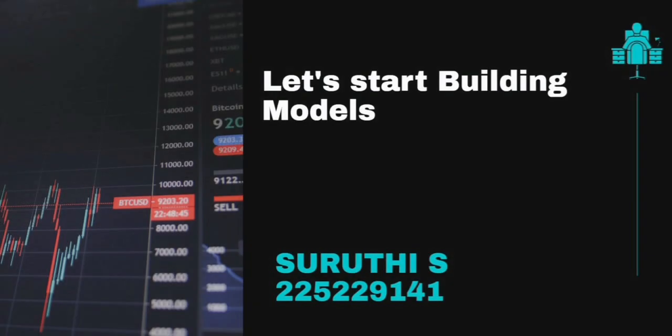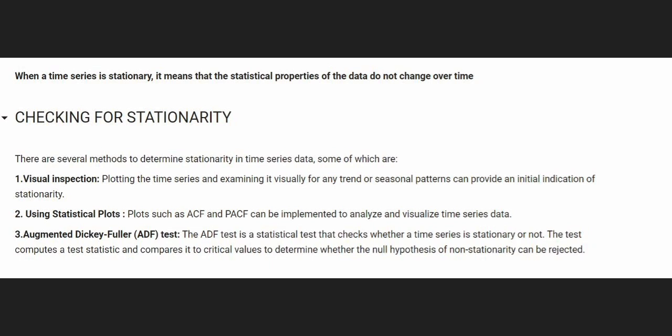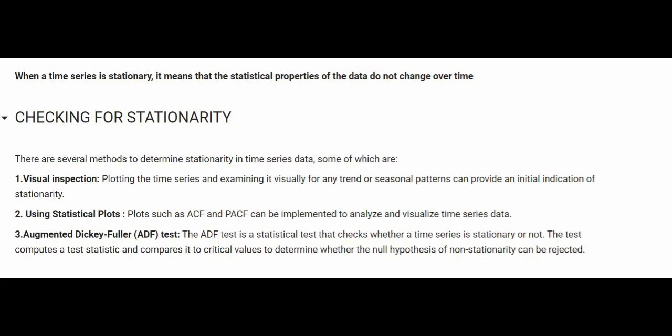So this is Shruti from the Department of Data Science. So far we have divided the dataset into training and testing. Moving ahead, we are now checking for the stationarity of the data. When a time series is stationary, it means that the statistical properties of the data do not differ over time. There are various methods to determine whether a time series is stationary or not. One way of doing this is by visually inspecting, plotting the time series and checking the mean and variance of the time series.